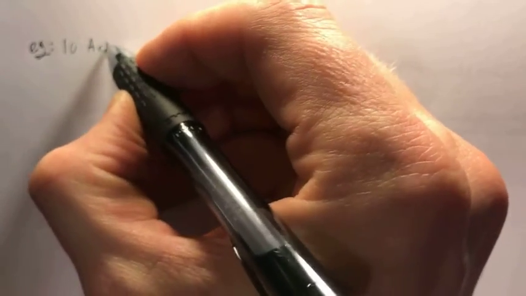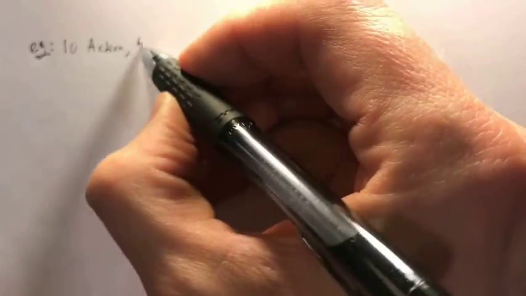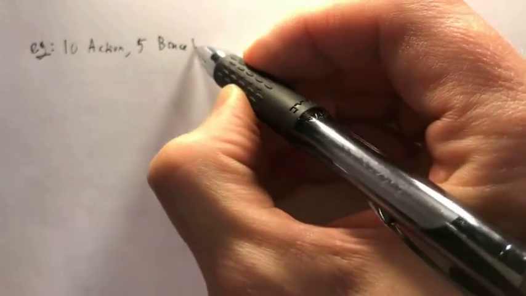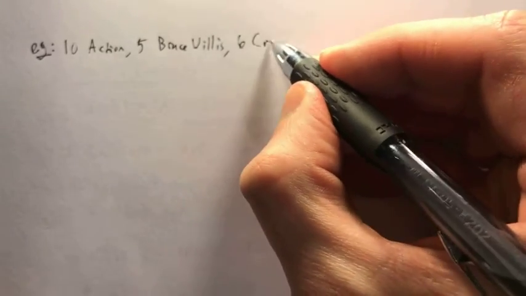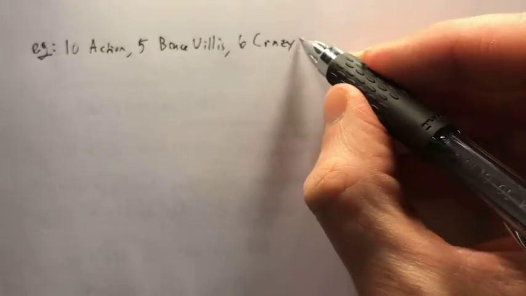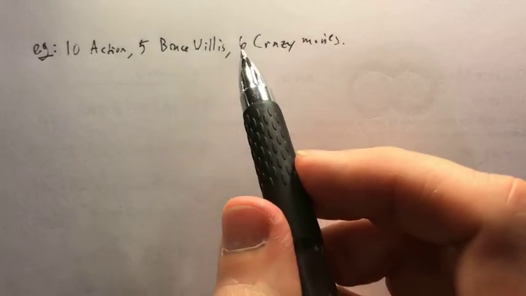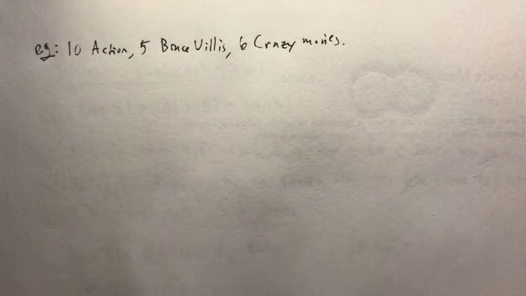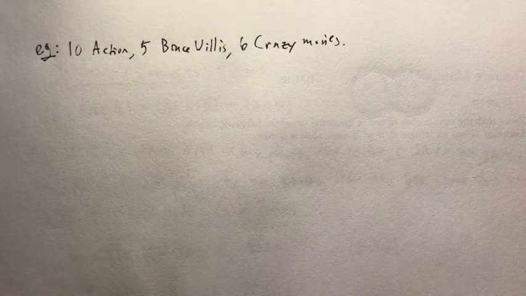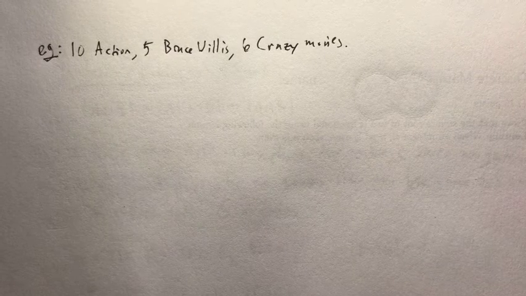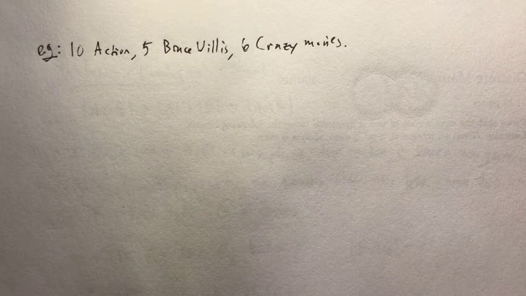And by that I mean my personal, well-curated collection of art films consists of 10 action movies, 5 Bruce Willis movies, and 6 crazy movies. Of course, there's some overlap between these sets, but all of the movies are listed here. They all belong to at least one of these categories. Obviously, it wouldn't be an art film if it didn't have either action, Bruce Willis, or craziness.